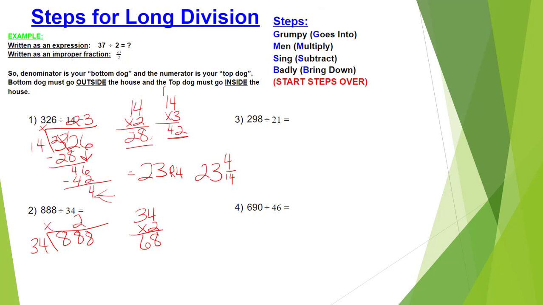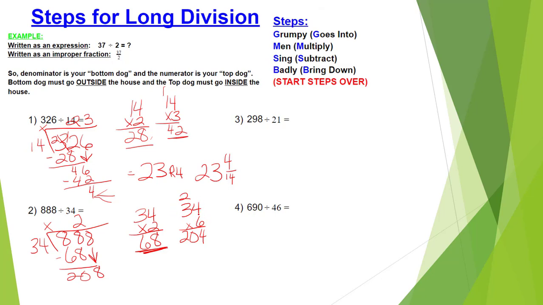Multiply. 2 times 34 was 68. Subtract. Bring down. Start steps over. Goes into. How many times can 34 go into 208? Okay, let's try 6 times. 6 times 4, 24. 6 times 3, 18, plus 2 is 20. So that's 6 groups of 34.